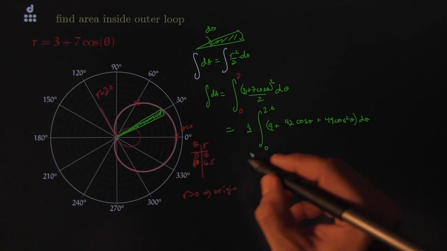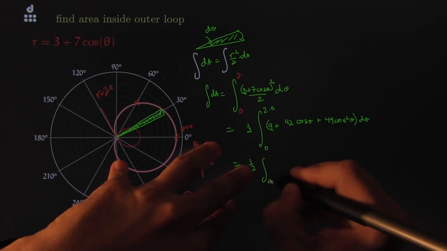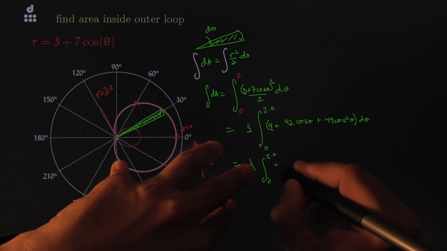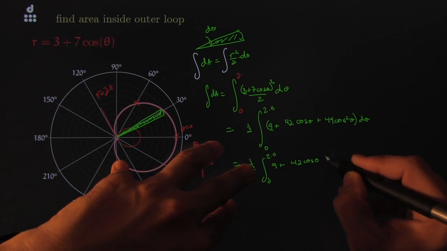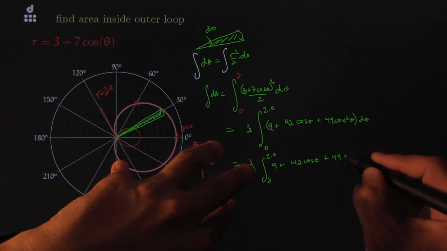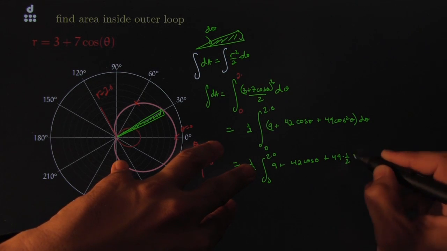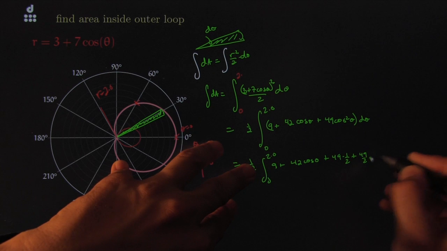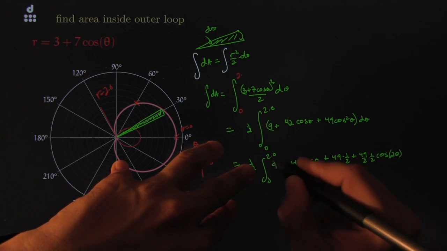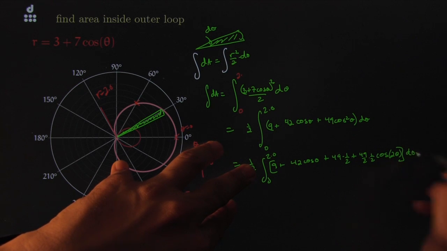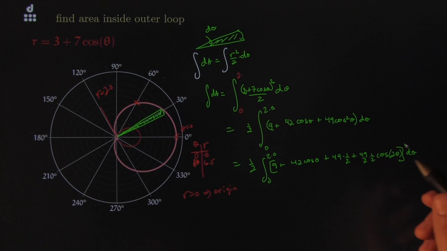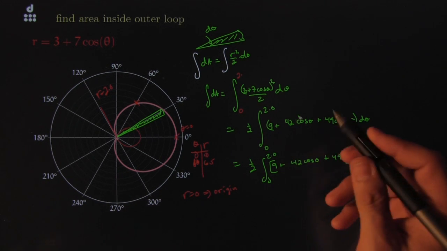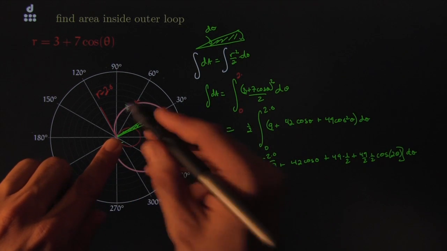You should use an identity here. I'll take it one step further. From 0 to 2.0, 9 plus 42 times cosine theta plus 49 over 2 times 1 plus cosine of double the angle. And now this is really very doable. The integral of that is quite basic. And then you evaluate it from 0 to 2.0, and that of course would give you the area of the outer loop.